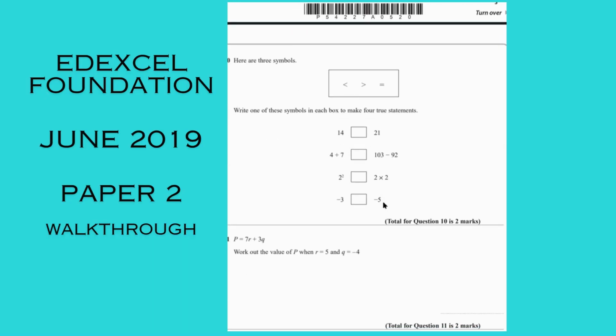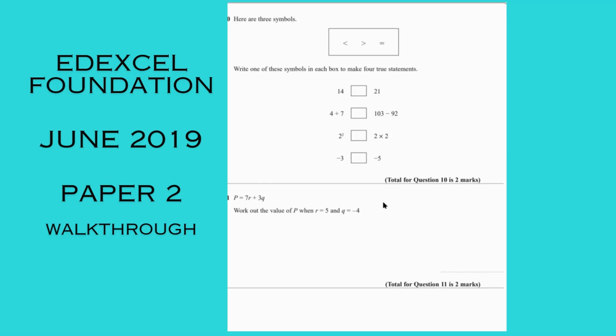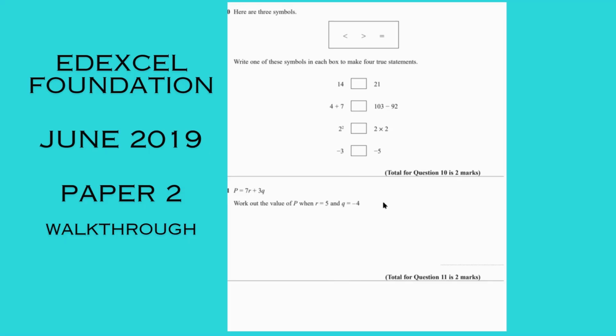On to question 10 for some inequalities. So never get lulled into thinking it must be one of each. Sometimes it happens that way, but not always. But as you can see, there's 4 answers and 3 alternatives, so at least one must be used twice. So 14 should get the smaller end of the inequality. 11 and 11 mean they are equal. 2 squared is 2 times 2, also equal. And -3 is a warmer, a higher, however you want to think about it, number. So it should get the greater side, the open end of the inequality.